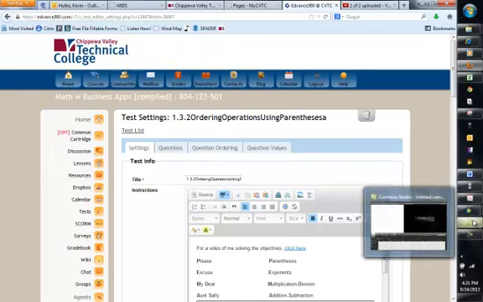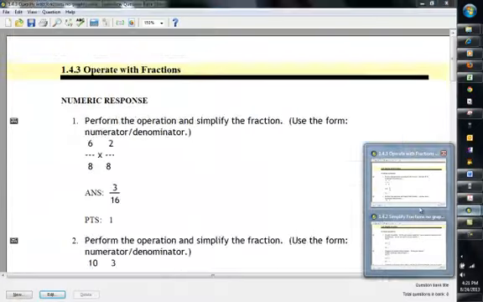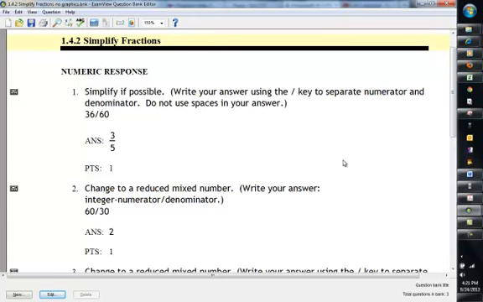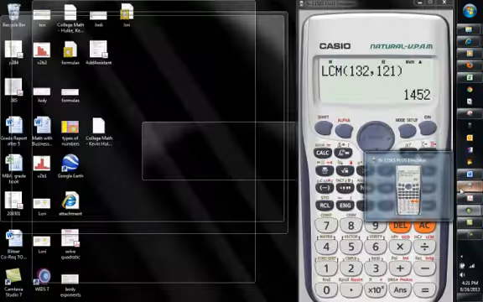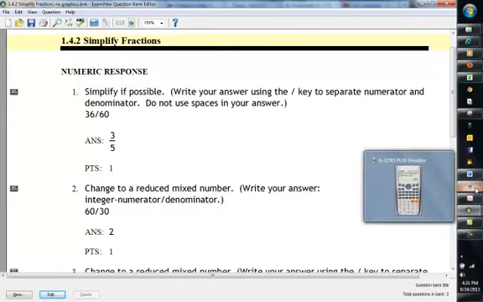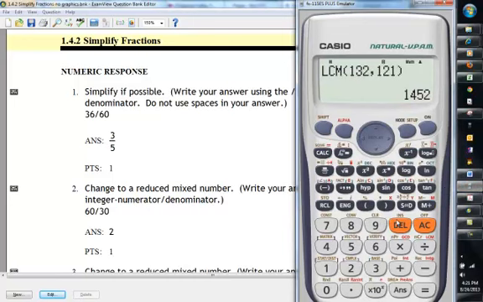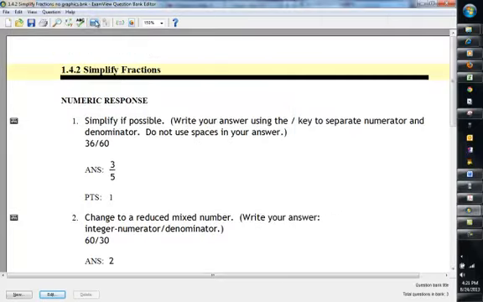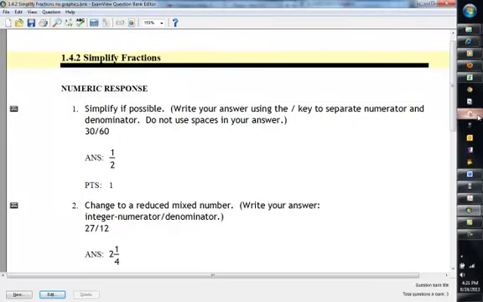The next thing that we're going to be working on is simplifying fractions. Well, we could do it by finding the greatest common divisor, but it's easiest to just write the fraction 36 over 60, and our calculator automatically simplifies it to 3/5. 60 over 30, and our calculator automatically simplifies it to 2. Let's try this one.